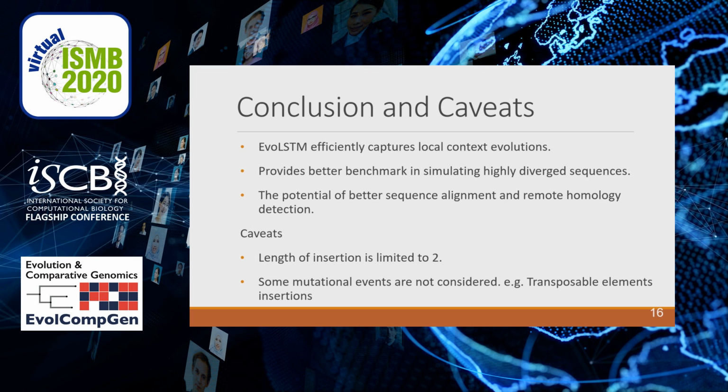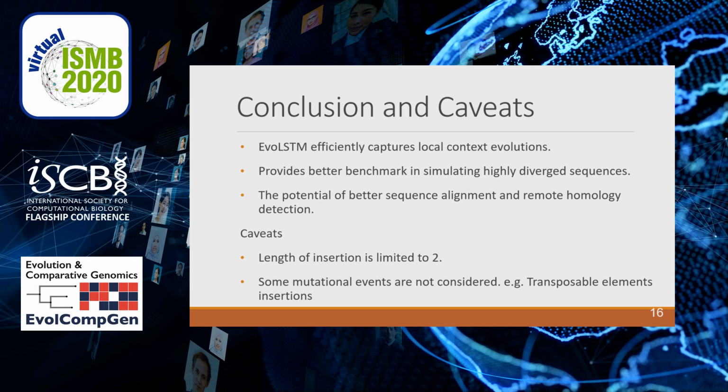In conclusion, we observe that EvolSTM efficiently captures local context evolutions, and does so more accurately than approaches based on frequency tables. We observe that certain mutations are strongly context dependent, and that this effect often extends to 3 to 4 positions upstream or downstream. As such, we could expect that EvolSTM will provide a better benchmark in simulating highly diverged sequences.